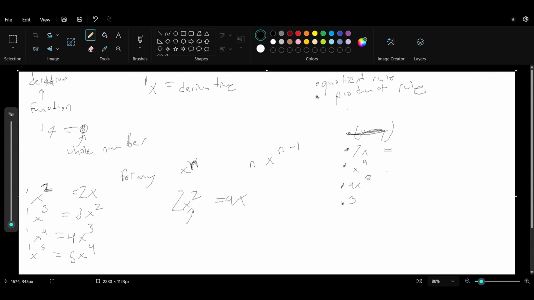Okay, welcome back. So 7x, that's going to be a number. It's not going to be a polynomial of any standard, so it'll be 0. X to the 9th power is 9x to the 8th. This is x to the 8th is 8x to the 7th. And when you do it out, you get 32x to the 7th. And then 3 is just 0.